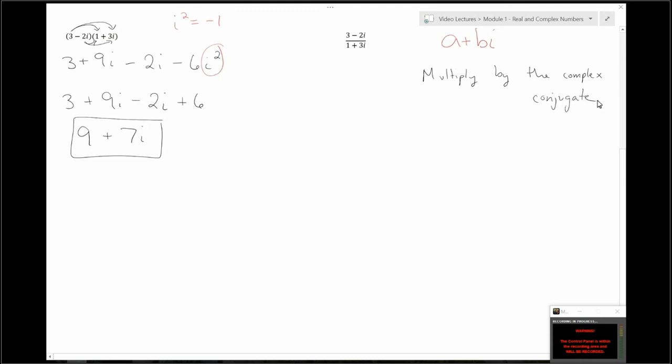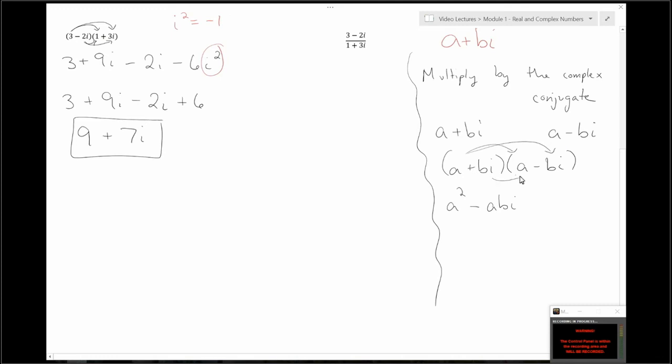So the complex conjugate, if I have a plus bi, is a minus bi. And the reason that this is the complex conjugate, and I'll put this to the side as we're talking about it, is if I multiply these two together, I get a squared minus abi, and then I get plus abi minus b squared i squared.